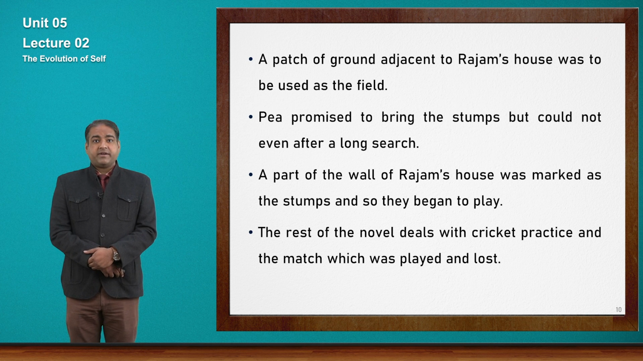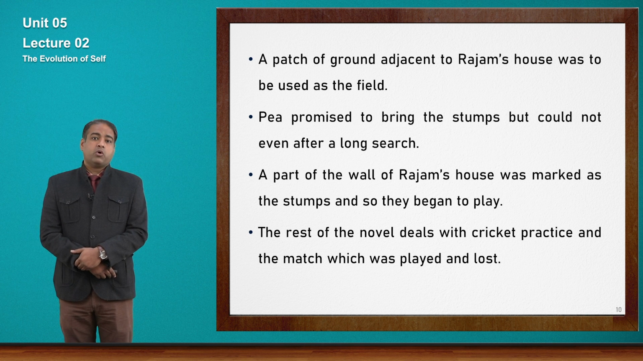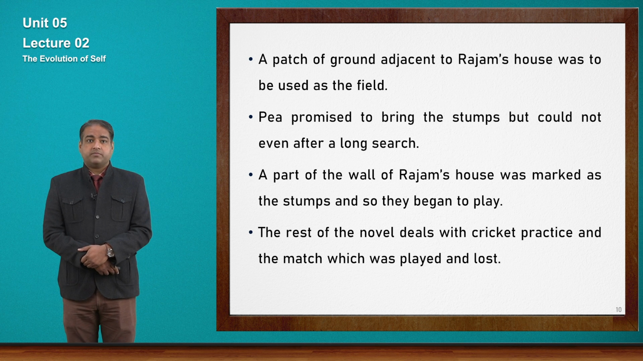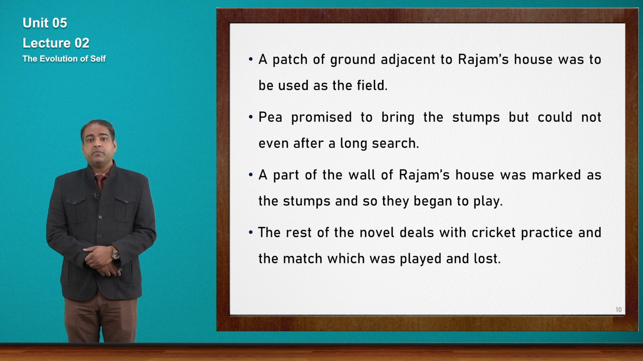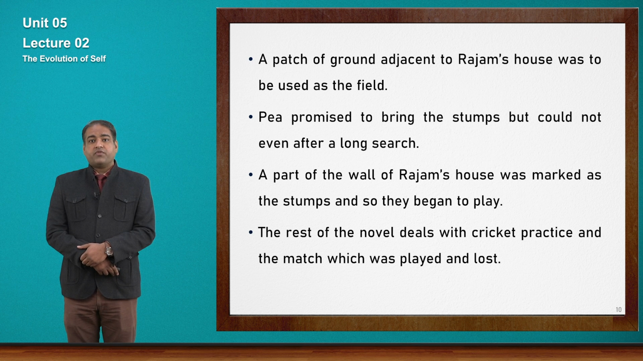"A patch of ground adjacent to Rajam's house was to be used as a field." Now all the friends of Rajam, including Swaminathan, make a pitch where they can throw the ball and where the batsman can run. So they select a place near the house of Rajam. "P promised to bring the stumps but could not, even after a long search." There was a boy, as I told you, whom everyone called P. He promised that he would bring a few stumps, but he was not able to manage. Maybe he belonged to a very poor family. "A part of the wall of Rajam's house was marked as the stumps, and so they began to play."